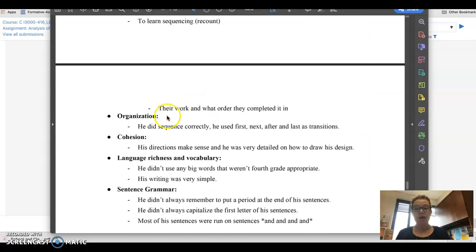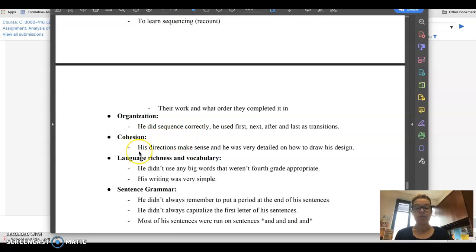With regards to organization, you might note, how is this piece organized overall? It's organized sequentially and he uses transition words such as first. So you have this idea, just rewriting it slightly so that you're reminding us that the organization as a whole is this procedural recount. So it's a sequential order.